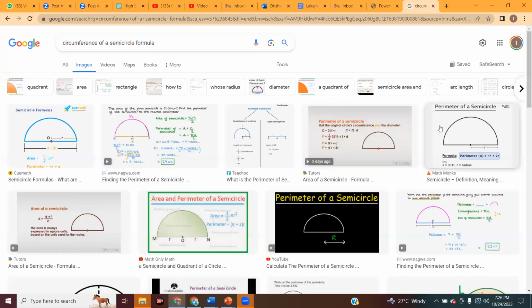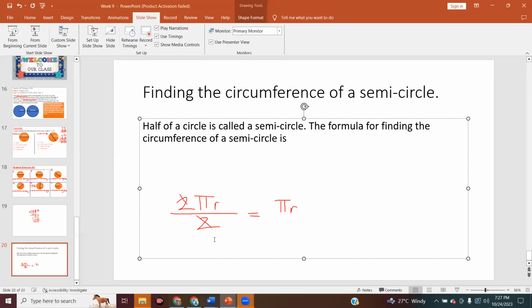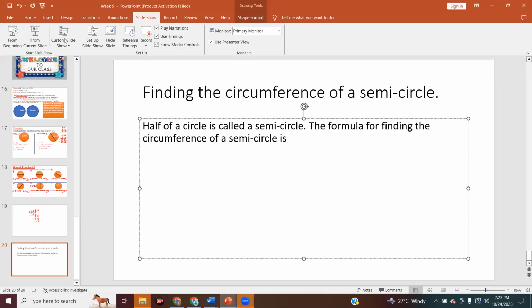Yes, sir. So if we want the perimeter, not the area, but the perimeter of the semicircle, it's going to be pi r plus the diameter. Okay, sure enough, that makes sense. That makes perfect sense. So it's going to be pi r plus the diameter. Plus d. Yeah. Good.